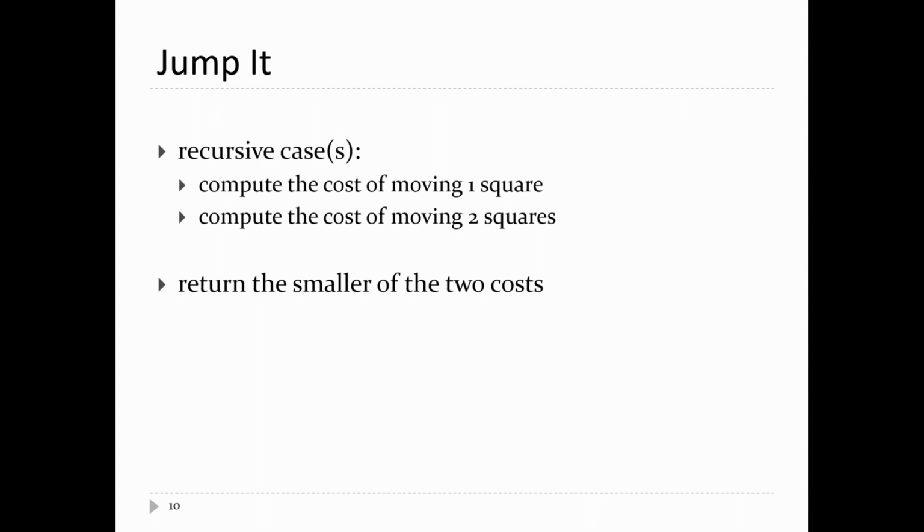So what is the recursive case? If we go to the n equals 4 case here, I know the answer must be either the cost of going 1 square, or the cost of going 2 squares, and the cost is whatever is cheaper after going 1 or 2 squares. In other words, go 1 square, compute the cost of the rest of the board. Go 2 squares, compute the cost of the rest of the board, and pick whichever is cheaper.